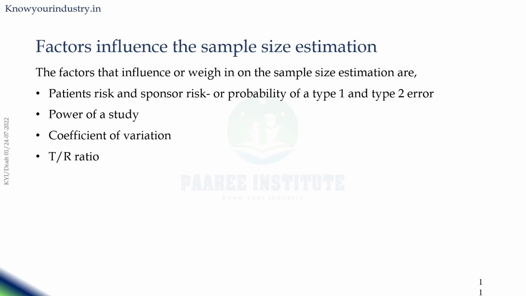Specific to a bioequivalence study, what are the factors influencing the sample size estimation? So we have already seen that the factors include the patient risk or sponsor risk of probability, that is type 1 and type 2 errors, the power of the study, then the coefficient of variation, then the test to reference ratio.